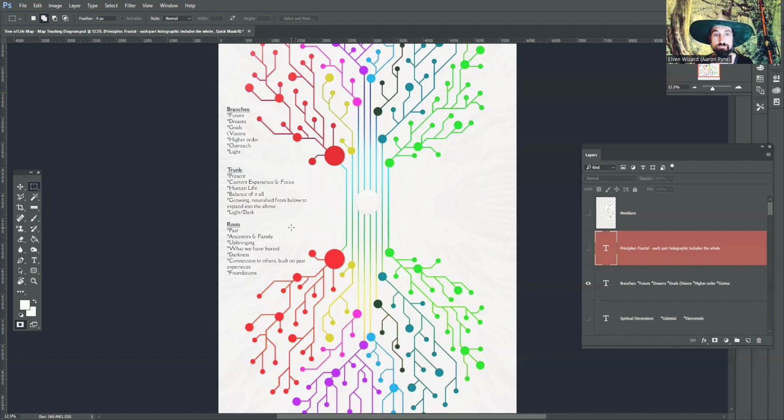It's also our connection to others built on past experiences, right? We all have different relationships in our lives, and those are built upon our experiences with that person, with those people, from family to friends to romantics to business partners, whatever. We've established relationships, experiences, interactions, all that. So that builds the roots and foundations of our experiences. Okay, so that's the roots.